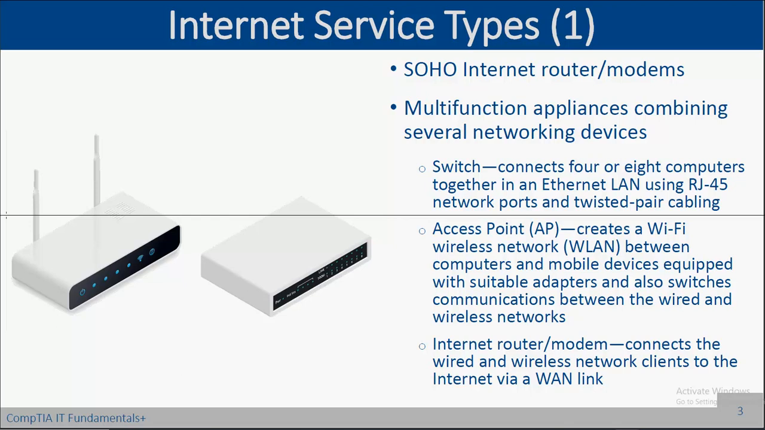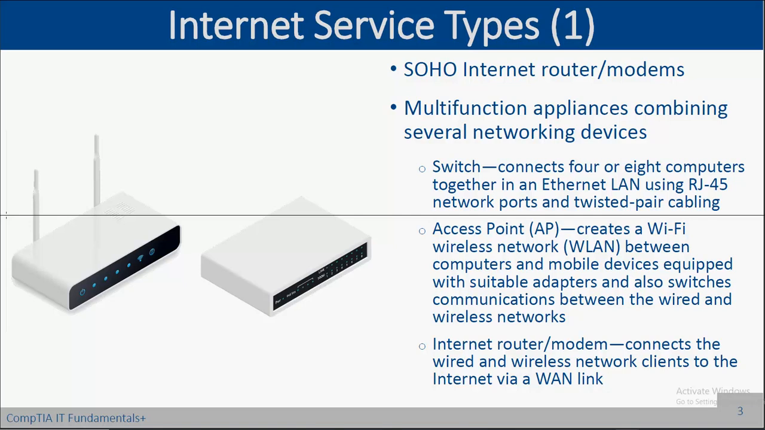When it comes to internet service types, one of the most common is what is referred to as a SOHO, S-O-H-O, which stands for small office, home office. And this is, again, the type of device that you would find in many homes or small offices. It's a device that combines several features. So it's a multi-function appliance. You get a switch, an access point, and the internet router or the modem, as we call it.